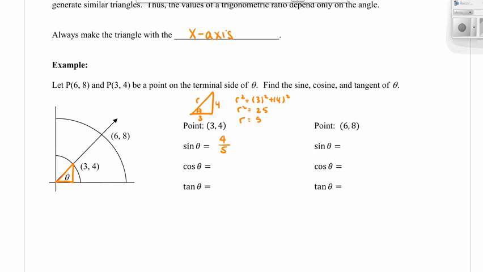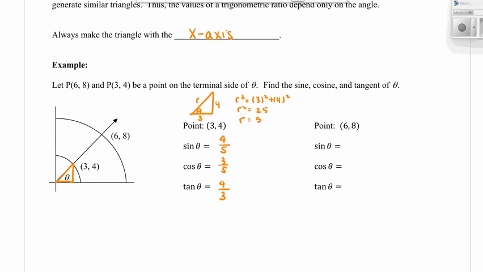Cosine is the adjacent of the angle, so 3 over the hypotenuse, which is 5. And tangent is equal to the opposite, 4, over the adjacent, which is 3. So those would be our trig ratios for the point (3, 4).